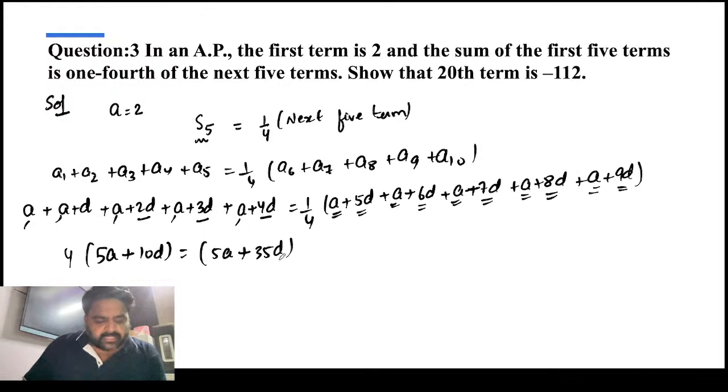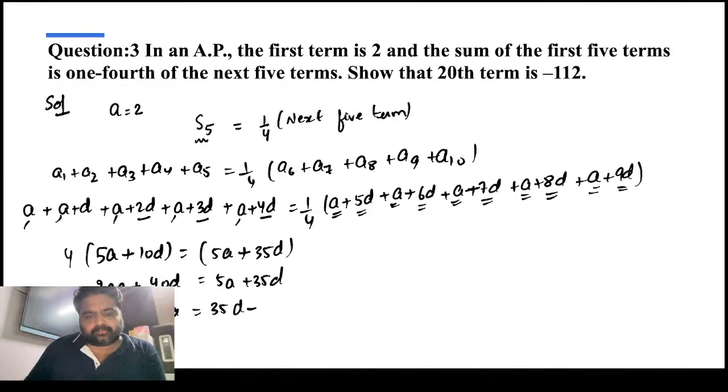Yes, beta, there are multiple methods for the question, and we are trying to solve it by the easiest way as I think of. But yes, there are multiple ways to solve this. So this is 20A plus 40D is equal to 5A plus 35D. Now 20A minus 5A is equal to 35D minus 40D.